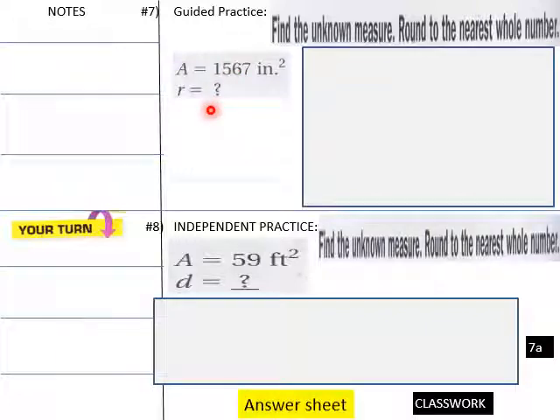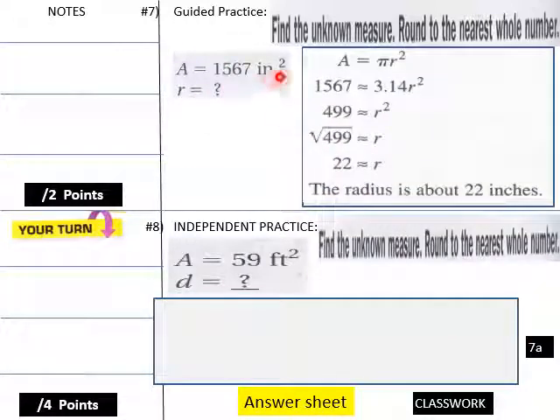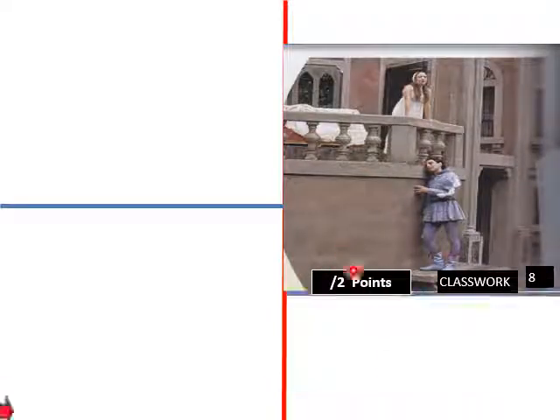To find our radius for a circle with an area of 1567, we plug that into our formula. We know pi is 3.14. So we divide this by 3.14, and we get 499 equals r squared. We take the square root of both sides, and r will equal 22. We take the square root of 499, it's approximately 22. So the radius would be about 22 inches for a circle with an area of 1567 square inches.